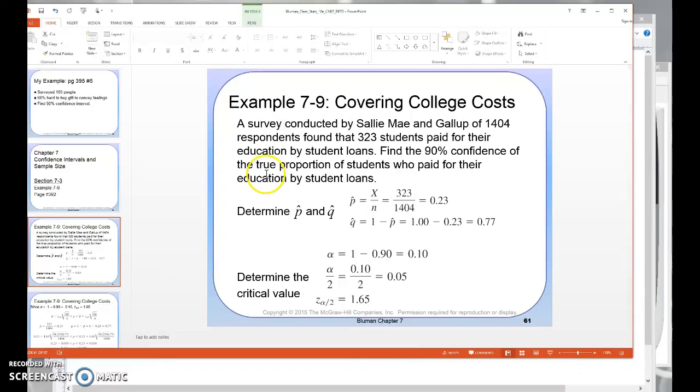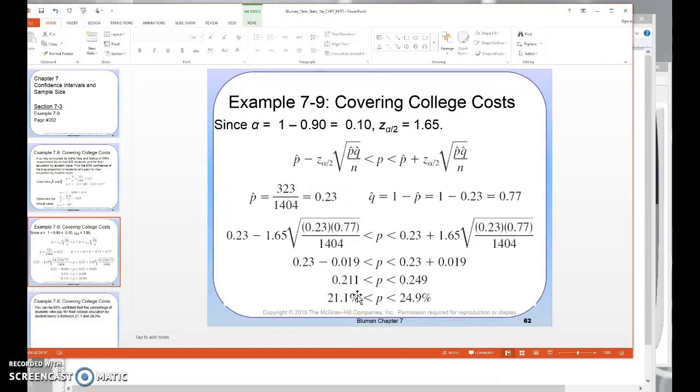You'll notice that the key words are going to be find the confidence of the true proportion, hopefully giving you an indication that you're looking for the P hat and the Q hat. I'm always trying to find those clue words to know what's the difference between each one, and that is definitely something to look for. Following along, they've identified what P hat is and Q hat. This piece right here, finding that critical value for that 90%, is a reminder of how to do that, but you can always remember that that 90% is that 1.65. Then you can go to the next step.